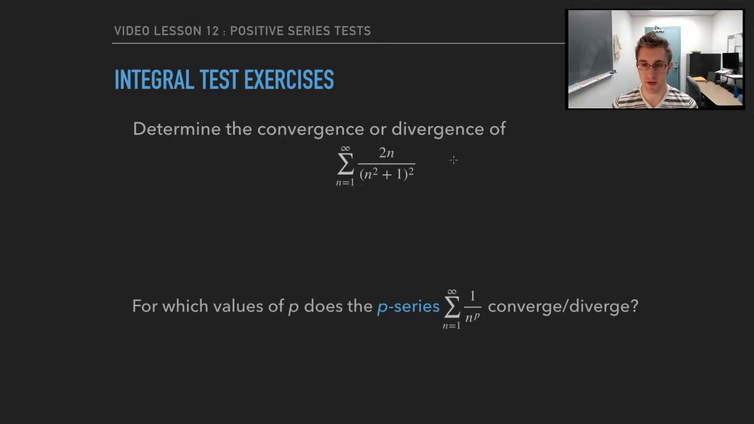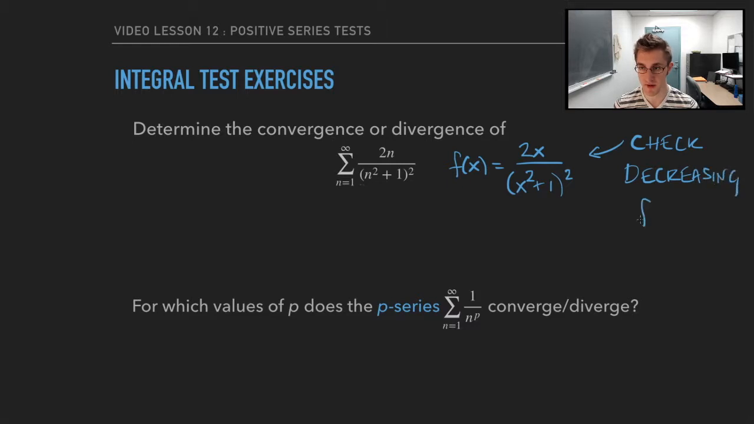So the first thing we need to do is write down the function that we're using. f of x equals 2x over x squared plus 1 squared. So this is a continuous function for x bigger than 1, at least, and it's definitely positive. The only thing we need to check is that this is decreasing, which I'm not going to do. The way you would do that is by taking the first derivative of this function and showing that it's less than 0, right? Negative first derivative means the function is decreasing. So you can do that on your own, but you should always make this check when you're doing the integral test.